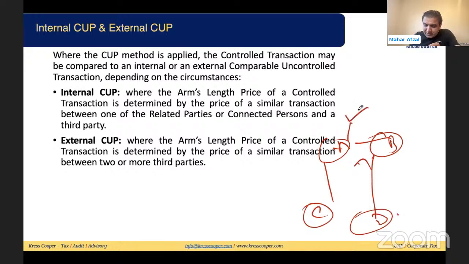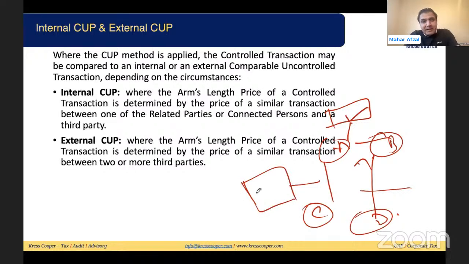This portion is called controlled transaction price. This portion is called uncontrolled transaction price. This is called internal comparable. The price at which A is selling to B, the price at which A is selling to C, this price is called internal CUP. Internal CUP is where the arm's length price of the controlled transaction is determined by the price of a similar transaction between one of the related parties, the connected party, and the third party. This is my internal comparable. This is my external comparable.